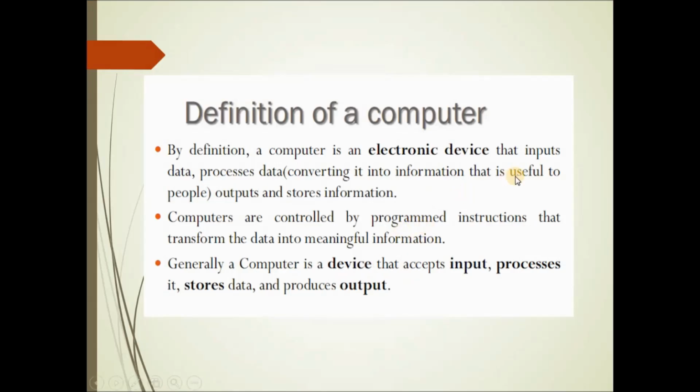Definition of a computer. You already know, the computer is an electronic machine which accepts the user's information or instruction, processes it, and gives the user defined output, right? By the definition, a computer is an electronic device that inputs data, processes data, then outputs and stores information. Computers are controlled by programmed instructions that transform the data into meaningful information.